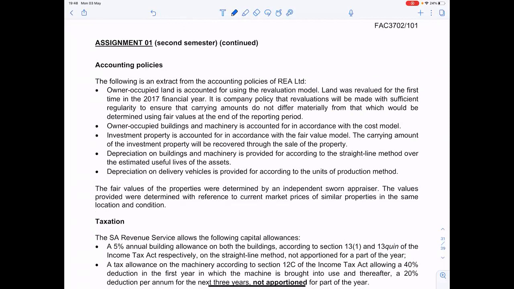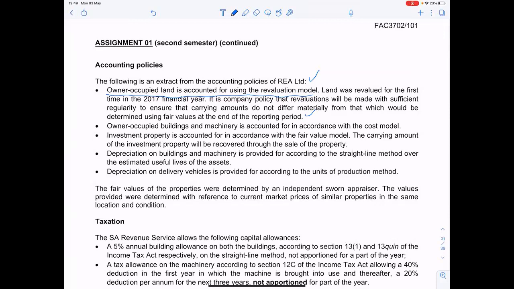So the first one is saying the following is an extract from the accounting policies of RIA Limited. Owner-occupied land is accounted for using the what? Revaluation model. So therefore, we are going to be showing our land at fair value. Land was revalued for the first time in the 2017 financial year. It is company policy that revaluations will be made with sufficient regularity to ensure that carrying amounts do not differ materially from that which would be determined using the fair values at the end of the reporting period.